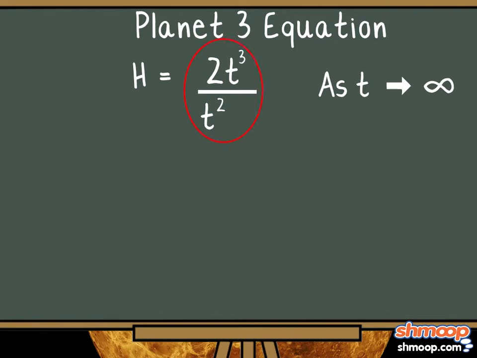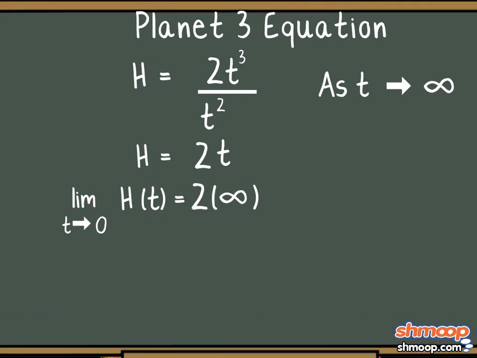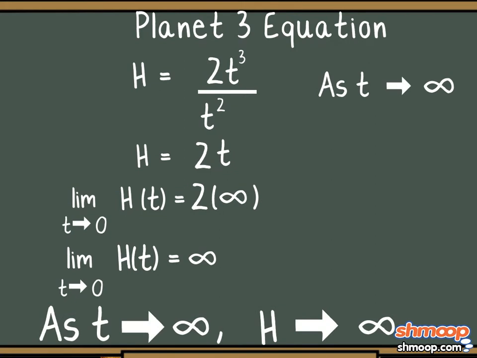2t cubed divided by t squared equals 2t. We can plug in infinity for t to get 2 times infinity. Infinity isn't really a number, so multiplying it by 2 just leaves it as infinity. There's no such thing as like double infinity. So the limit of h as t approaches infinity is also infinity.